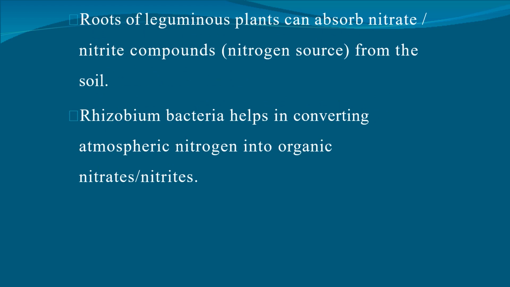Nitrogen is an essential element which is used in the synthesis of proteins and other compounds. This is taken up in the form of inorganic nitrates or nitrites, or it is taken up as organic compounds which have been prepared by bacteria from atmospheric nitrogen. The roots of leguminous plants can absorb nitrate or nitrite compounds from the soil, and Rhizobium bacteria help in converting atmospheric nitrogen into organic nitrates or nitrites.